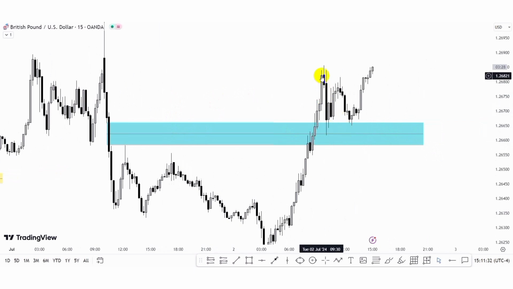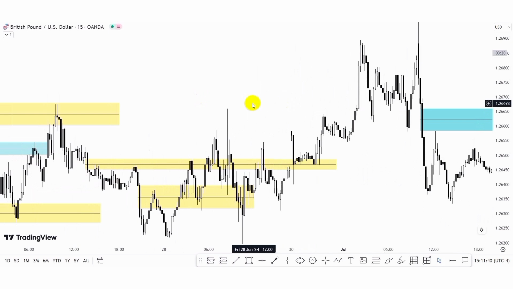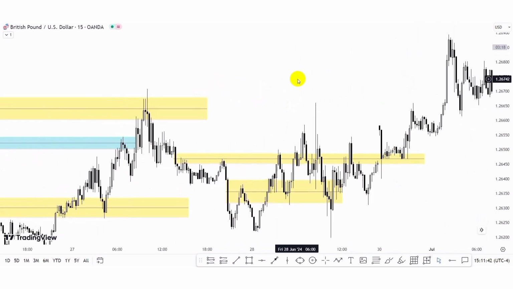So you can see that happened here, price served as support, and now we are seeing that price is pushing to the upside. So this is how you want to identify the inversion fair value gap. This is actually different from the conventional fair value gap.